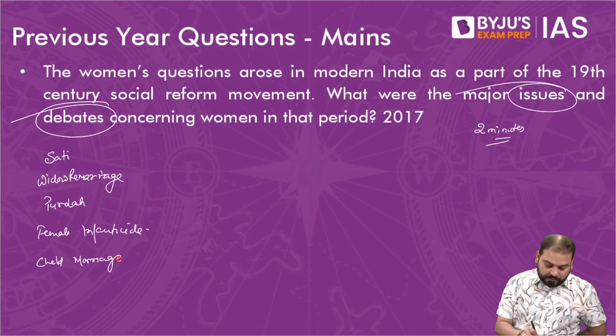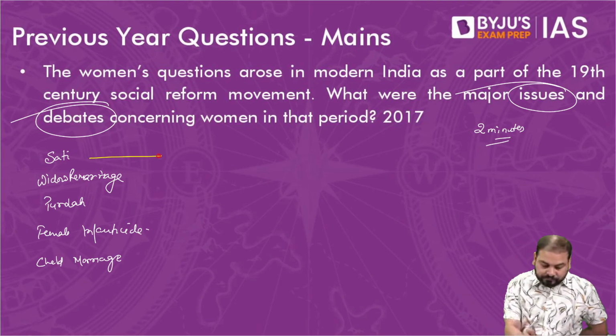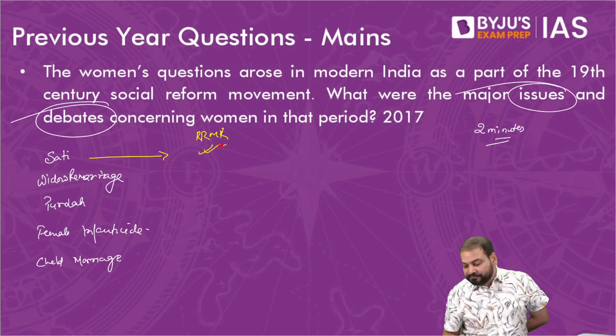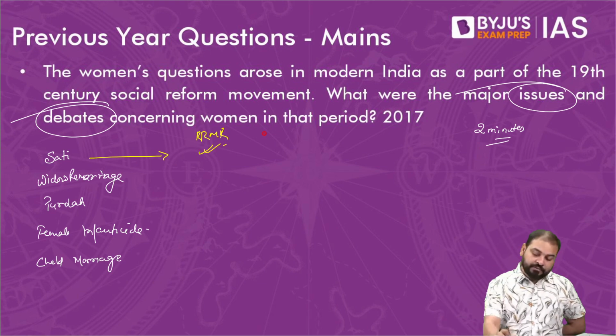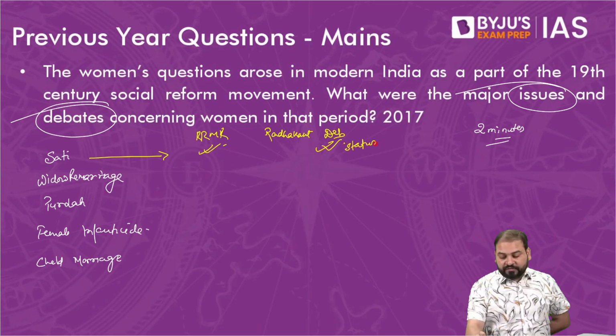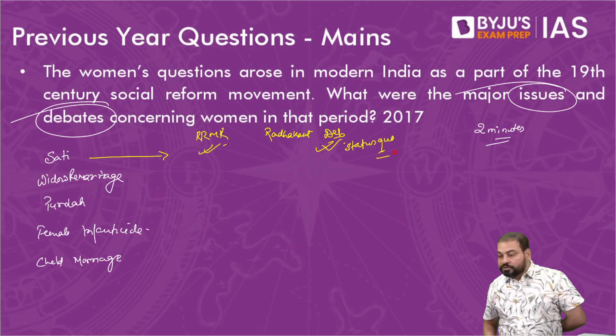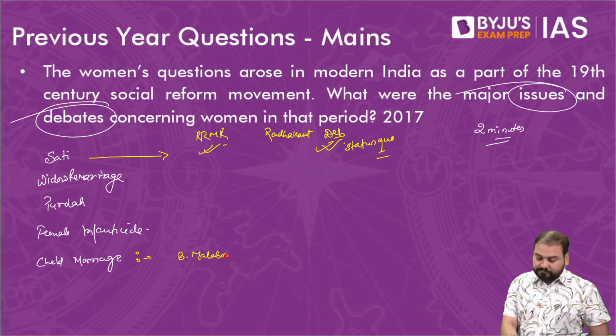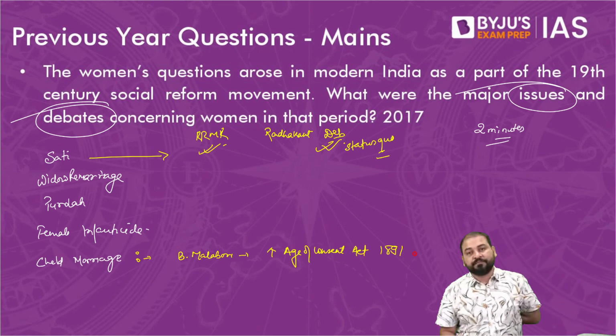Now, in sati, for example, Raja Ram Mohan Roy wanted it to be ended. On the other hand, Radhakant Dev supported it. He wanted the status quo to be maintained. Child marriage: Behramji Malabari got the Age of Consent Act 1891 passed, but there were many who wanted this to continue like that only.